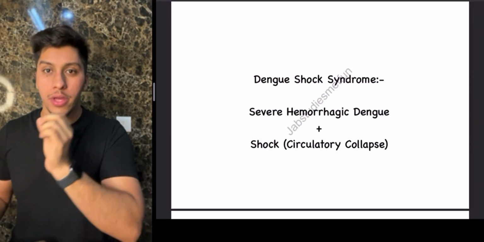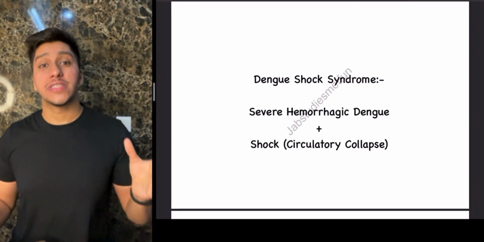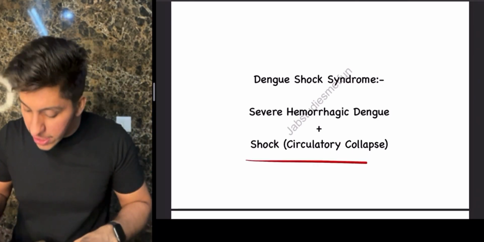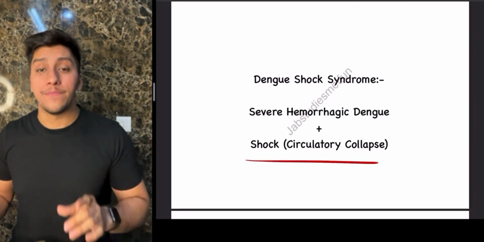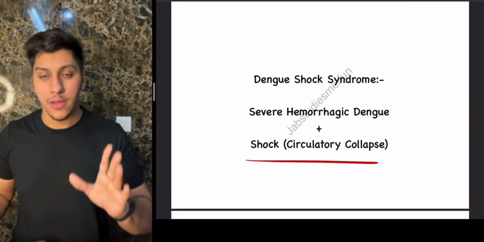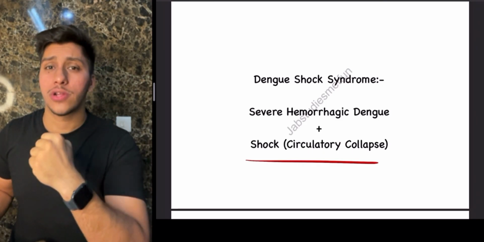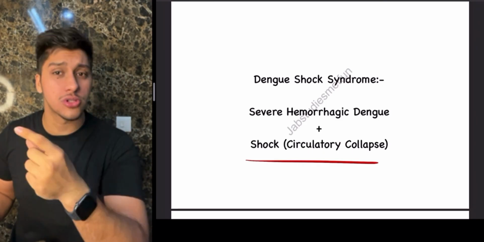Dengue shock syndrome is when a patient already has severe hemorrhagic dengue. Along with that, he or she is having circulatory collapse. They are not able to maintain their BP. Now, as you know that there is third space fluid loss, even the normal saline you're giving, even the ringer lactate you're giving, that is also going to go out.